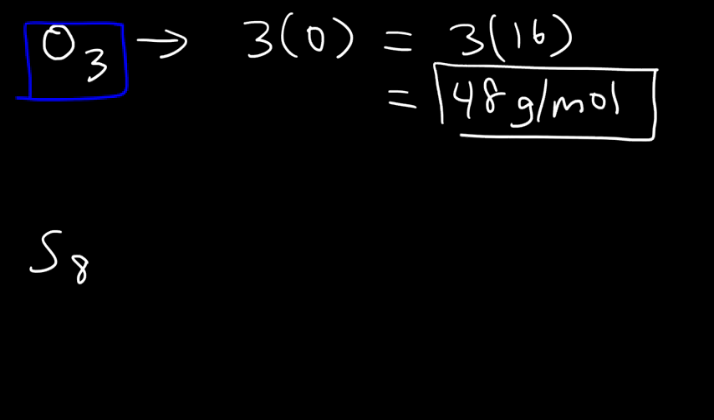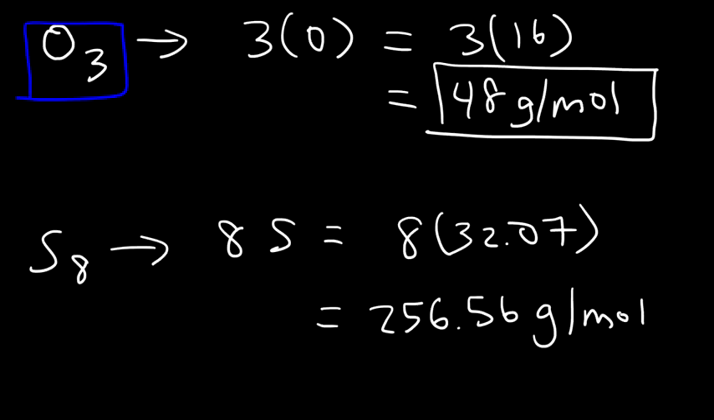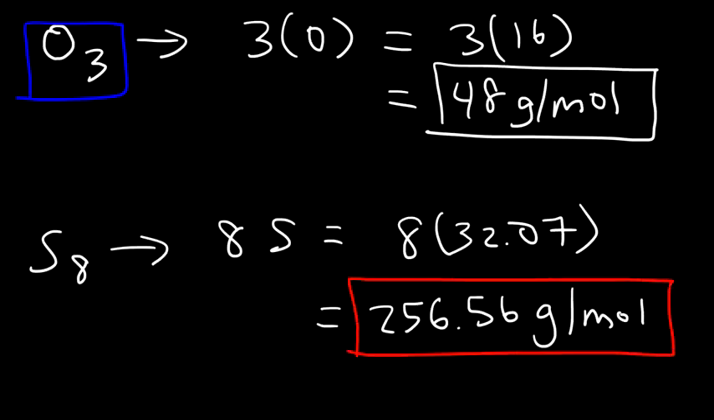Now, what about the molar mass of sulfur, S8? We have 8 sulfur atoms, and the average atomic mass of each sulfur atom is 32.07. So what we need to do is multiply 32.07 by 8. This will give us the molar mass of sulfur. It's 256.56 grams per mole. So as you can see, it's very easy to calculate the molar mass of something. But let's try some harder examples.